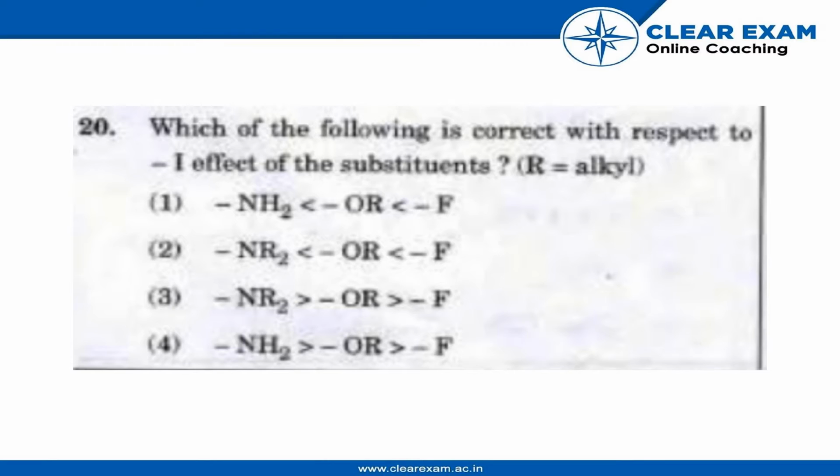So, the first option is minus NH2 less than minus OR less than minus F. Second, minus NR2 is less than OR or less than F. Third, minus NR2 is greater than minus OR is greater than minus F. And fourth, minus NH2 is greater than minus OR and minus F.